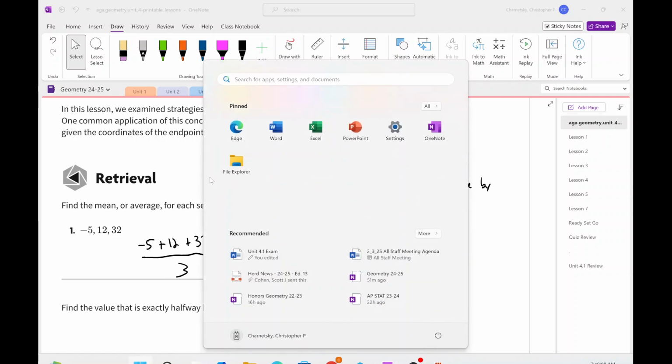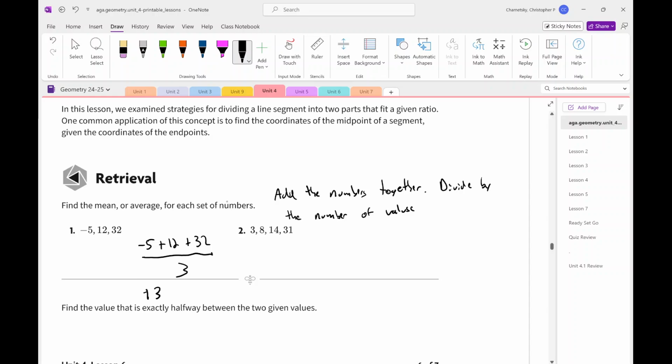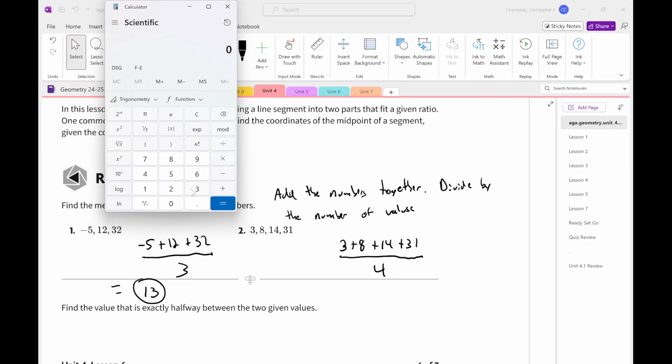Calculator. Do that. So -5 plus 12 plus 32. That gives us 39. Divide that by 3. And the average would be 13 for number 1. For number 2, we would take 3 plus 8 plus 14 plus 31. And since there's 4 numbers, we'll divide that by 4. 3 plus 8 plus 14 plus 31. That's 56. Divide by 4 gives us 14.